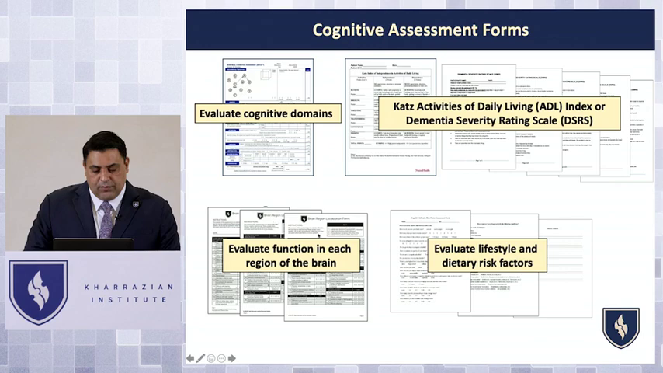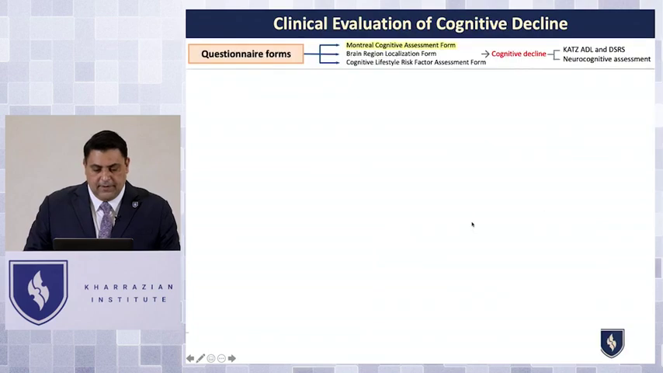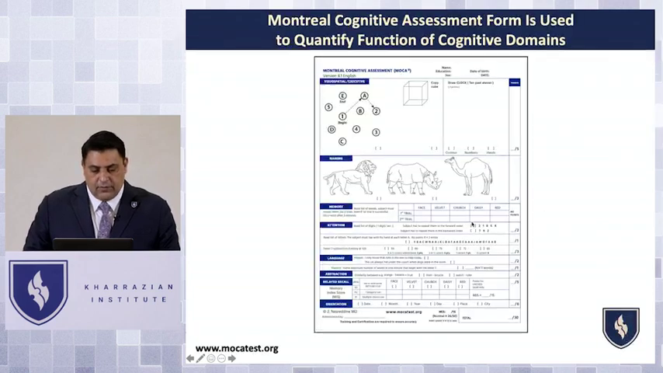And then to evaluate each brain region and to evaluate risk factors, you can use the Brain Region Localization Form and the Cognitive Lifestyle Assessment Form that we put together. So let's talk about the Montreal Cognitive Assessment Form first. So this is the Montreal Cognitive Assessment Form.